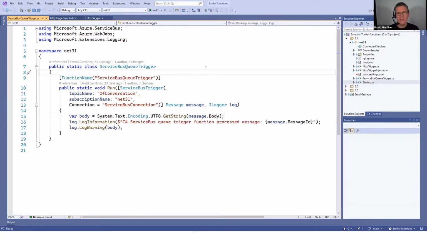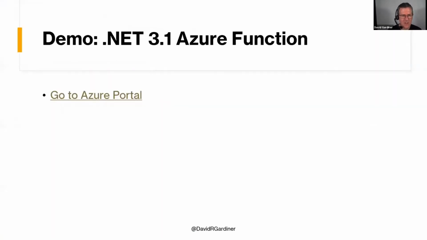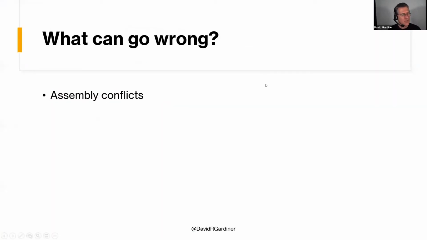So yeah, there's a whole lot of other different triggers as well, but I won't show them now. Just to show you that's the current state with 3.1, and then we'll contrast that a bit later. So, what can go wrong? What's the problem with that particular model?